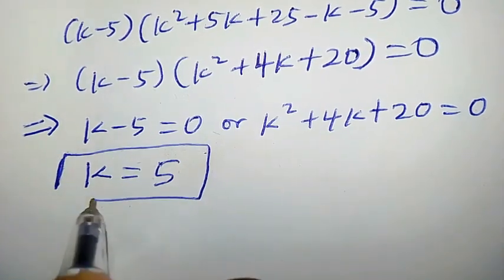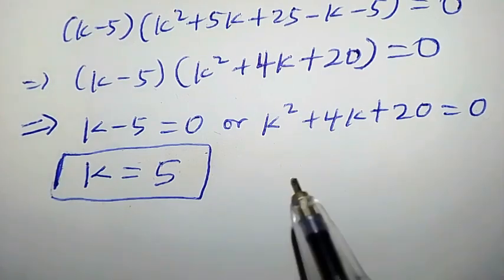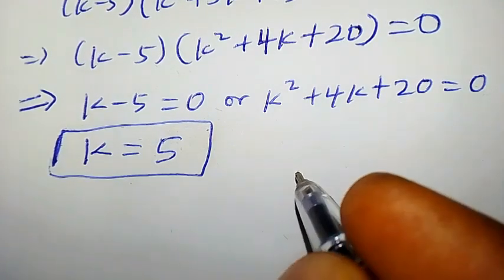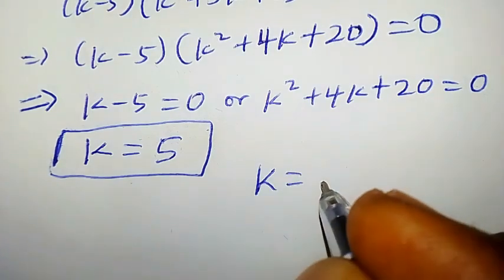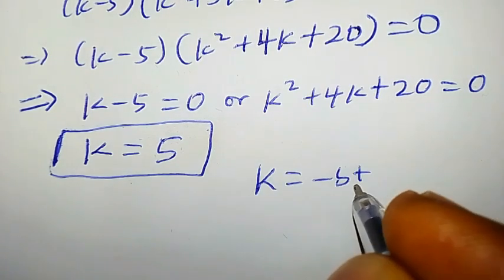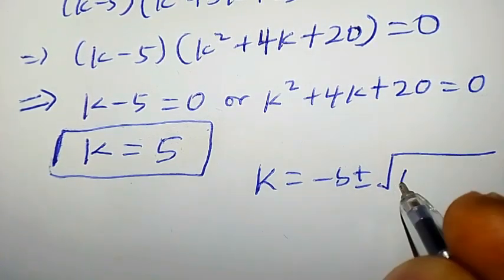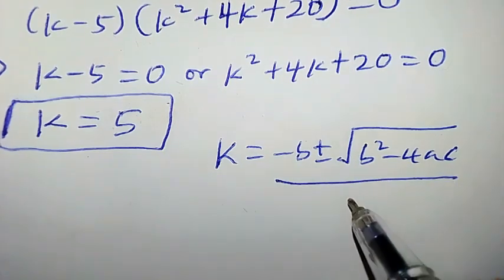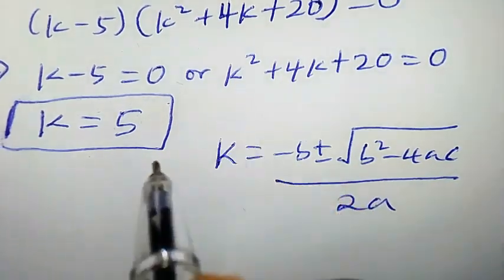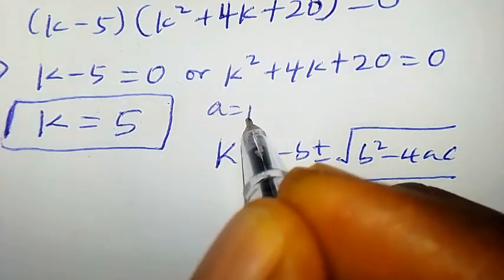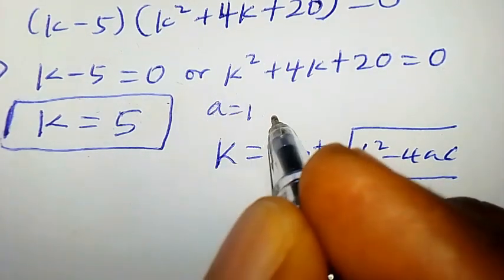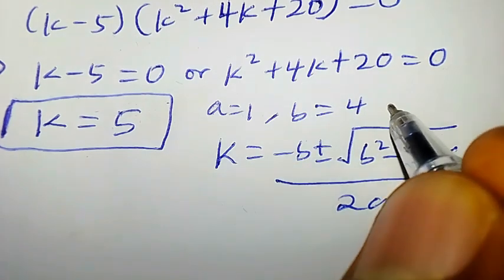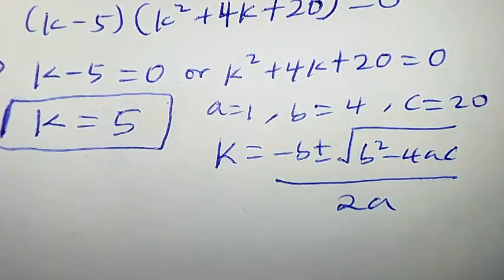This is our first solution. Now, let's consider the quadratic. We can solve this quadratic equation using the quadratic formula. You should recall this formula. K equals to minus b plus or minus square root of b squared minus 4ac all over 2a. Clearly, a is equals to 1, the coefficient of k squared, b is equals to 4, the coefficient of k, and c is equals to 20.